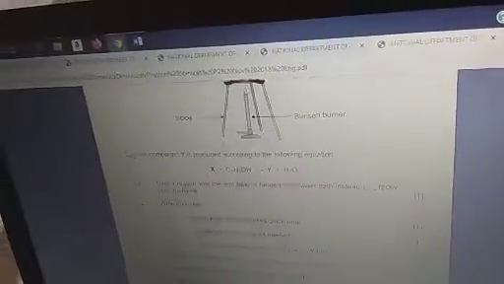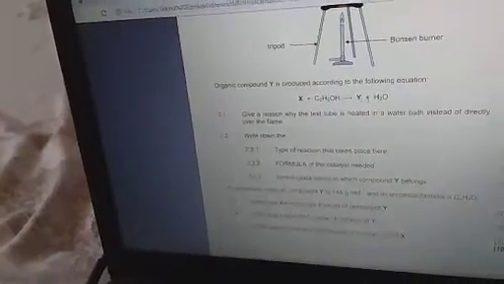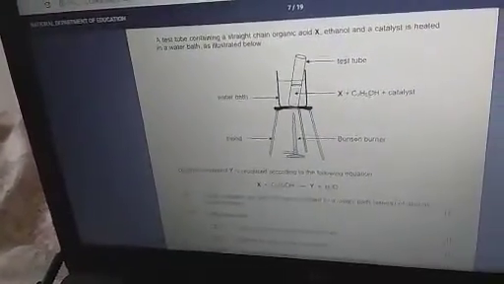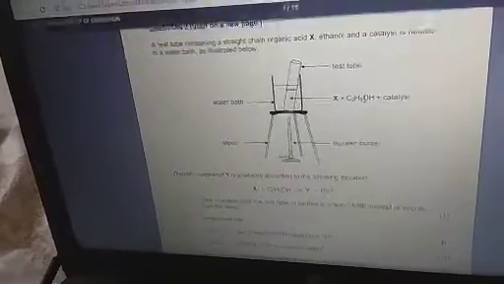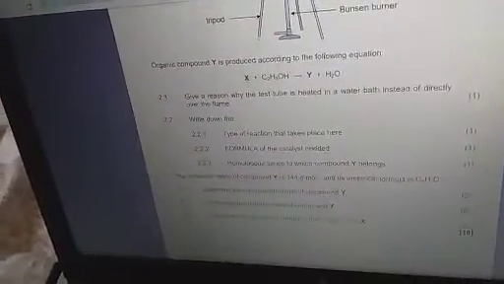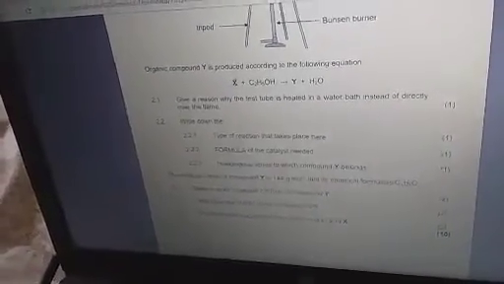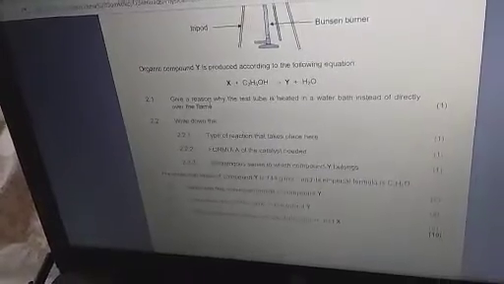Let's go to the answers. Compound Y is produced according to the reaction. Compound Y has to be an ester in any case, because your reactants were carboxylic acid plus alcohol, so it has to be an ester. But we don't know how many carbons and hydrogens there are here. The question will give us what that is.